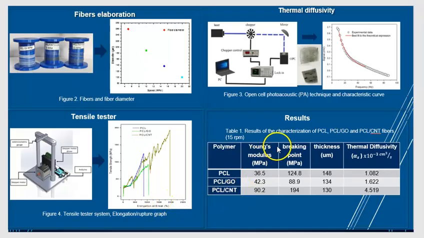Table 1 shows a summary of the characterization results of polycaprolactone, polycaprolactone graphene oxide, and polycaprolactone fibers with carbon nanotubes for 15 revolutions per minute. In this case, the highest thermal diffusivity was obtained in the polycaprolactone fibers with carbon nanotubes.